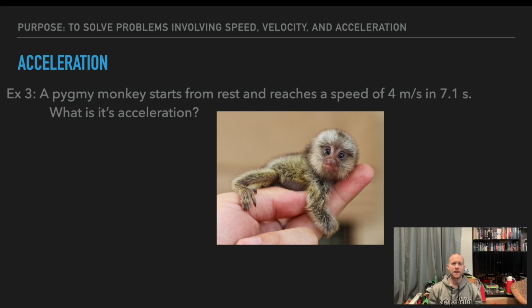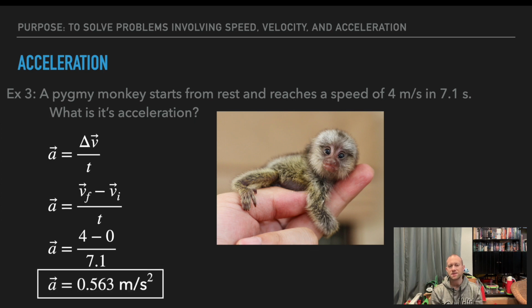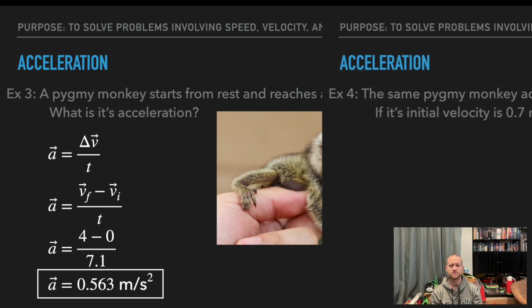Let's give an example here with another cute pygmy monkey. It starts from rest, reaches a speed of 4 meters per second in 7.1 seconds. We want to know acceleration. We have an equation. Change in velocity is just Vf minus Vi. Plug in some numbers, and we get acceleration. Notice in this question, I didn't give you direction. If I don't give you a direction in the question, you don't need direction in your answer.